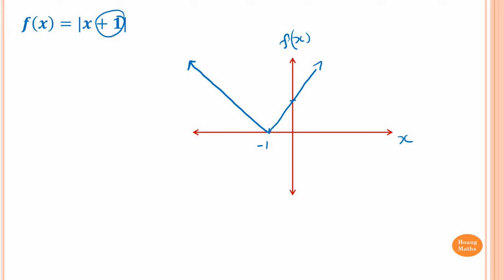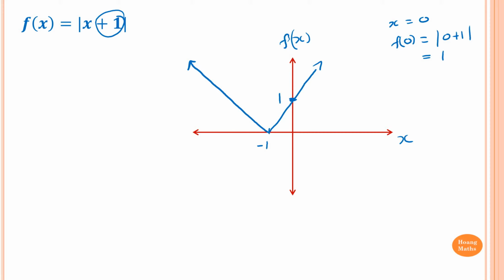And to find the y-intercept, when x is 0, that's what that means. So you go f of 0, which gives me the absolute value of 0 plus 1, so it's 1. So this is 1 here.